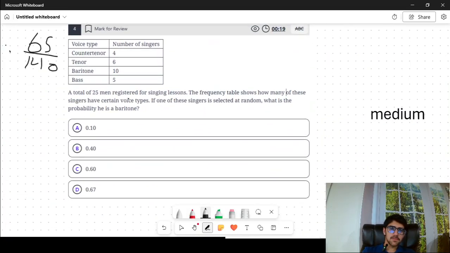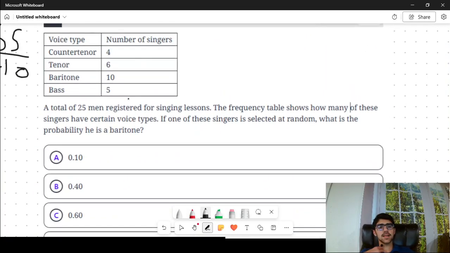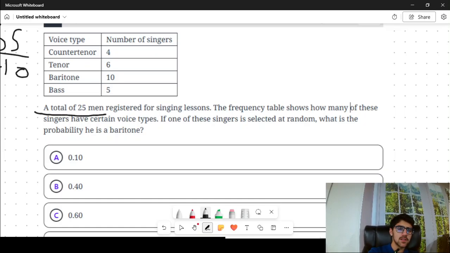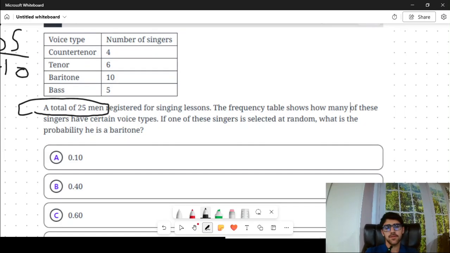Let's move on to this one. This one tells us that a total of 25 men registered for singing lessons. Again, you can just ignore all of this, but this kind of does help because it tells us the total. But let's say you skipped over it, you could add these and then find the total. Then the last sentence tells us if one of these singers is selected at random.